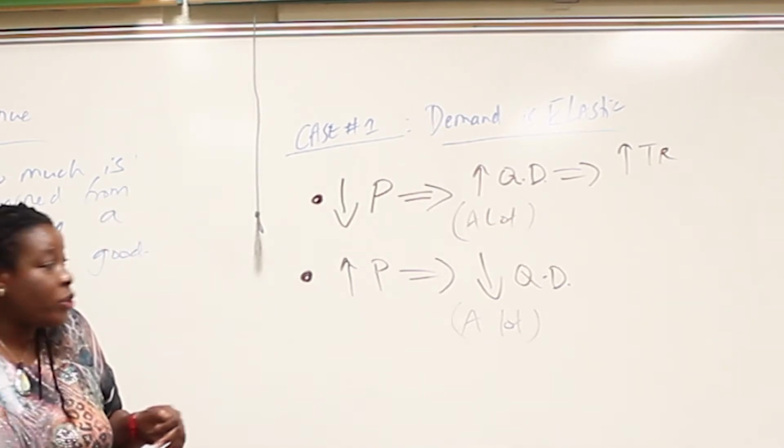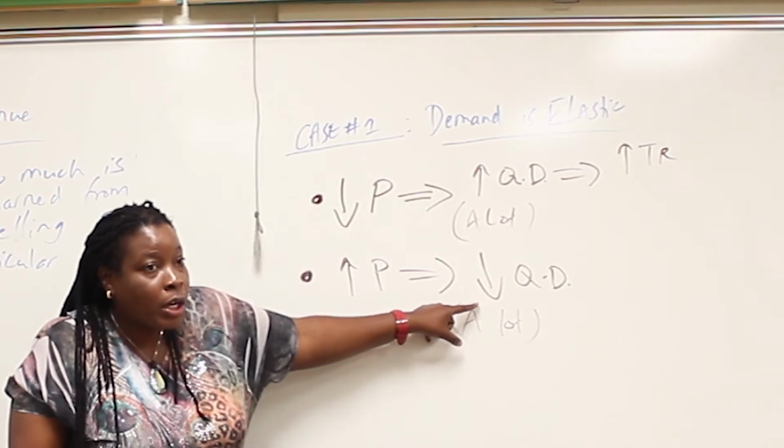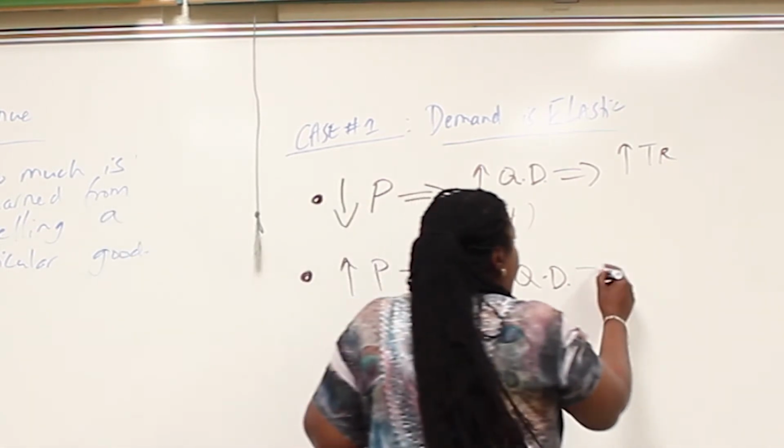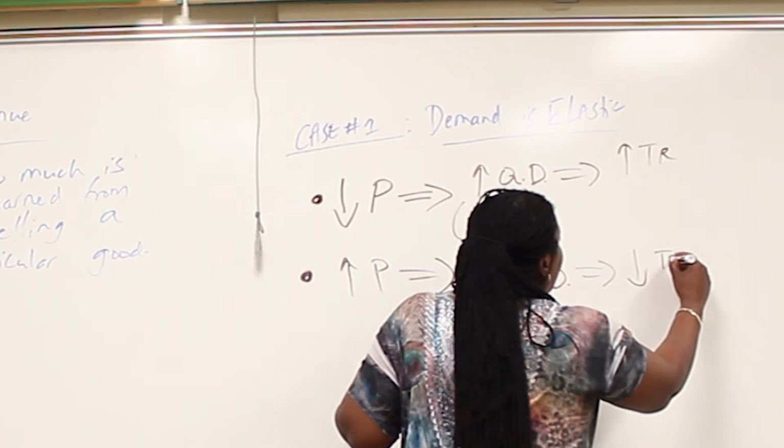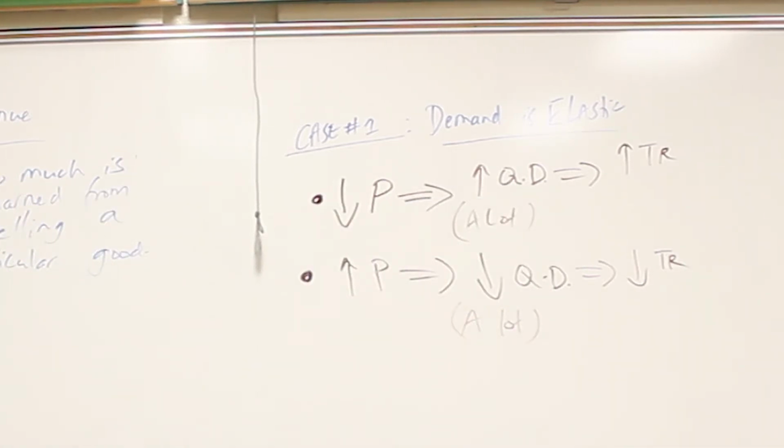So even though you're getting a higher price per unit, you have lost so many of your customers that this is actually going to hurt you. The total revenue is actually going to decline. If demand is elastic, you will not get away with a price increase. It's going to hurt. If demand is elastic and you raise up the price, your total revenue is actually going to fall.